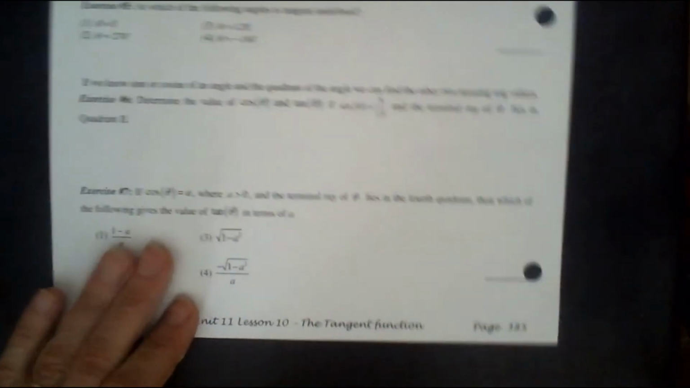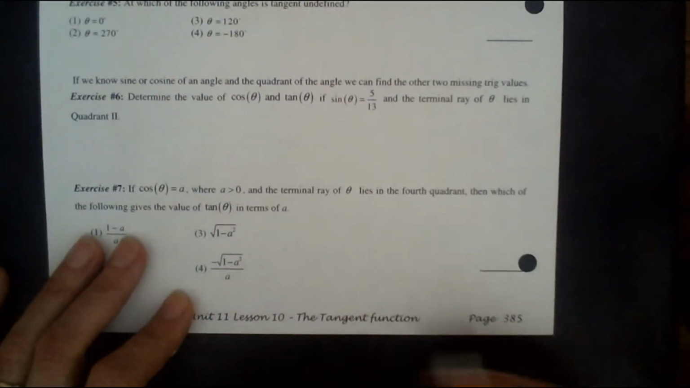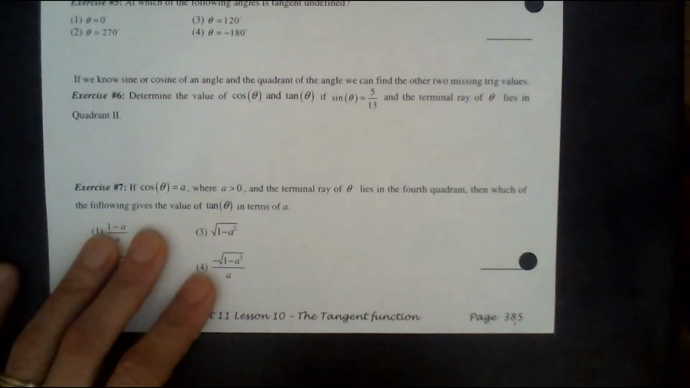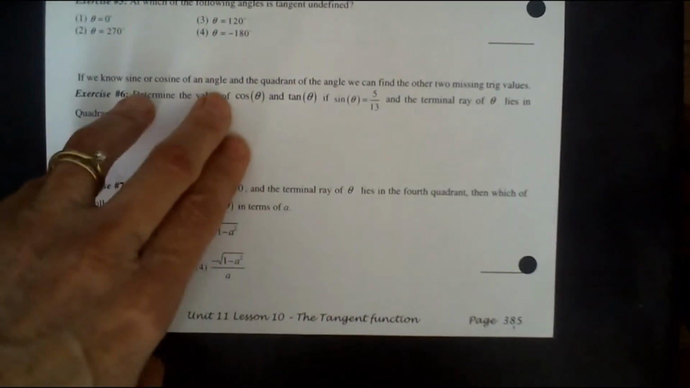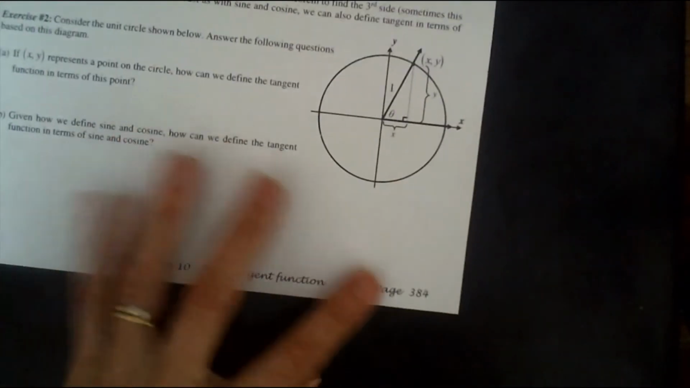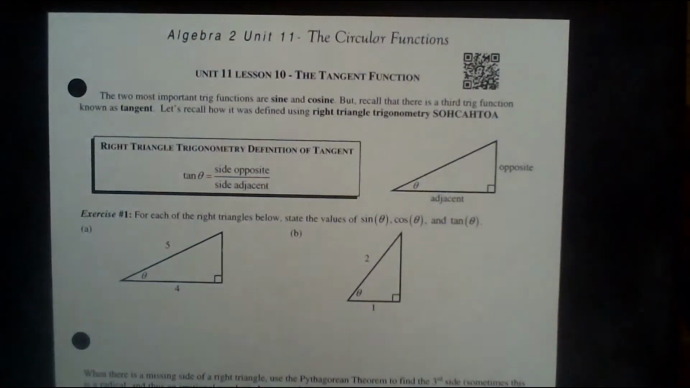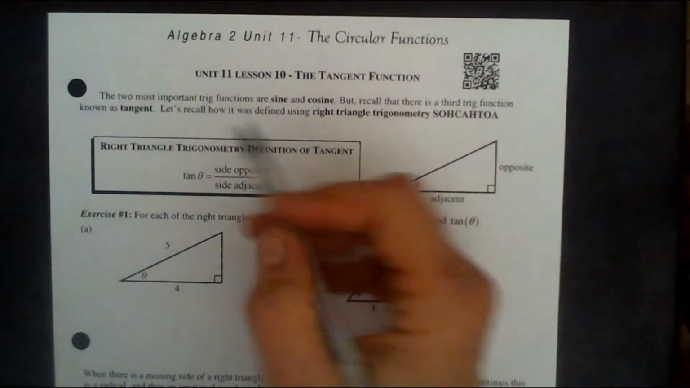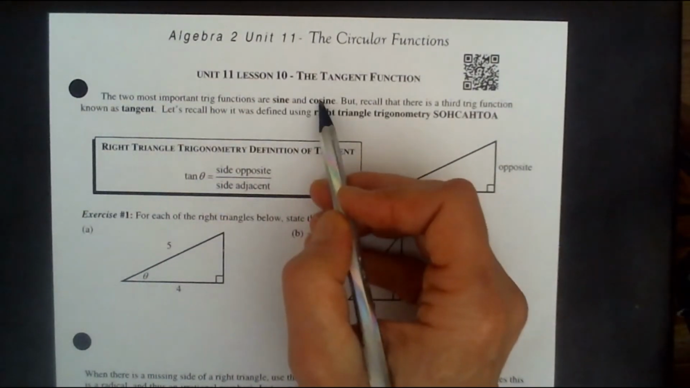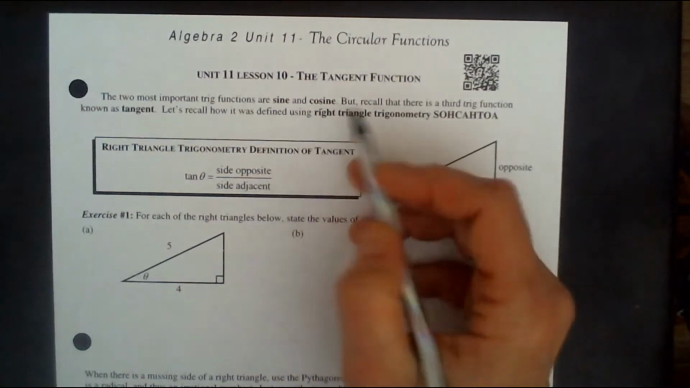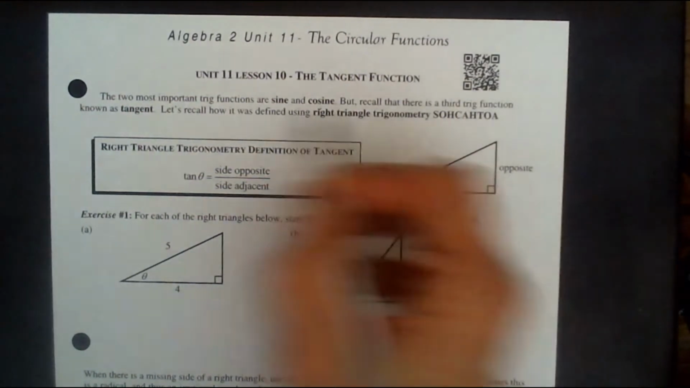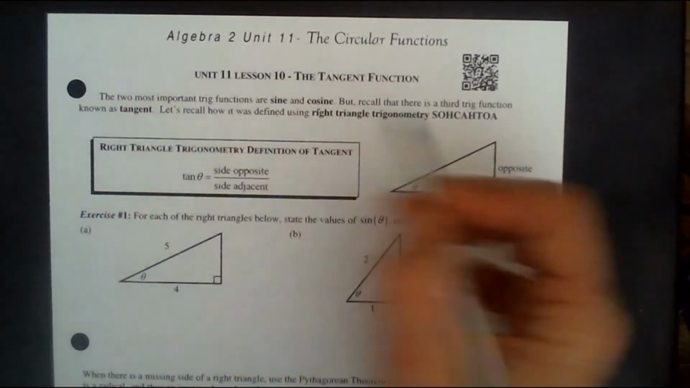Now we're going to jump way ahead, to Unit 11, Lesson 10, which is on page 385. Fast forward through this. Oops, page 384. Sorry, I got the next page on here. So we're going to go into the tangent function now, and this is just kind of a review. The two most important trig functions are sine and cosine because they happen naturally. But there's also a third trig function called the tangent. Not quite as important, but it's also there.